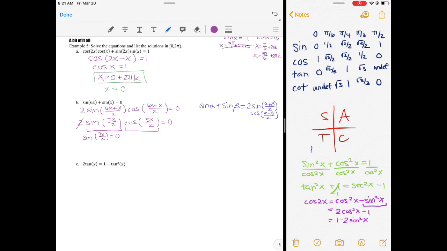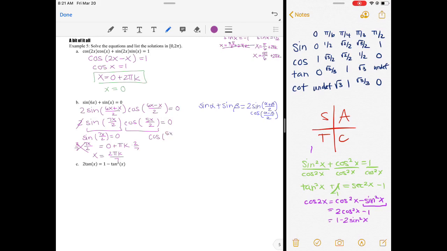Well, when does sine equal 0? Sine is equal to 0 when x is 0 plus every pi k. But in this case, our x is 7x divided by 2. So if we wanted to get x all alone, let's multiply by the reciprocal. Oops, sorry, so 2 over 7. So we get that x is 2 pi k over 7.